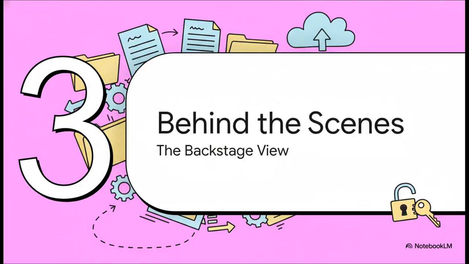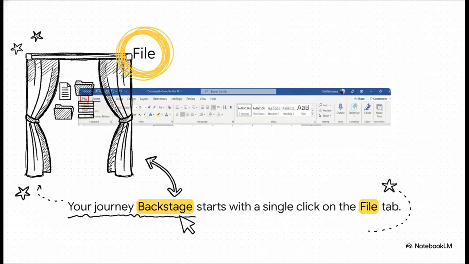Okay, so you've written something absolutely brilliant. Now what do you do with it? Let's go behind the scenes for a minute to manage the file itself. Look all the way over to the left and you'll see the File tab. Now, clicking this one is different. It doesn't just change the tools in your ribbon, it takes you to a whole new screen, what Microsoft calls the Backstage view, for managing the document.